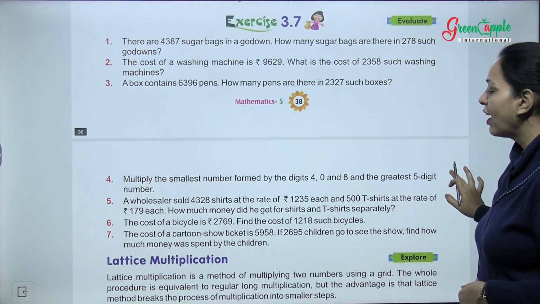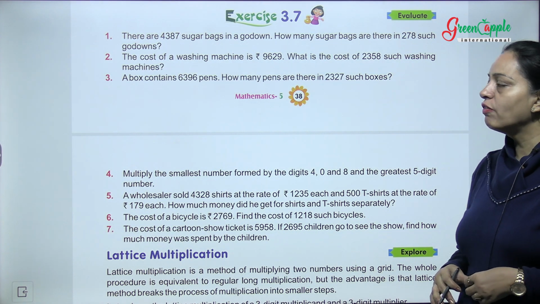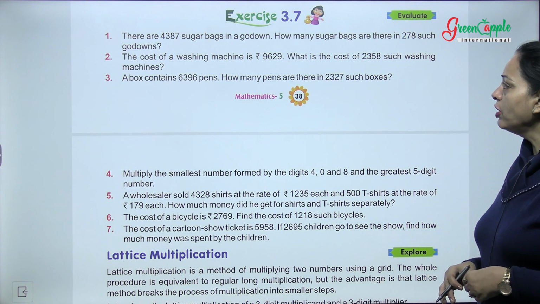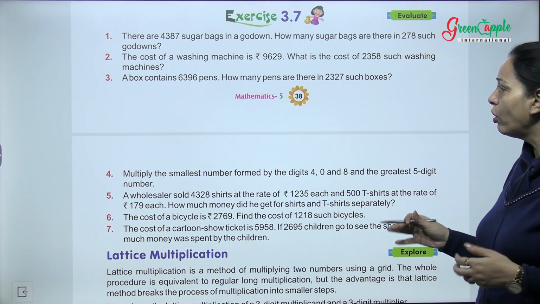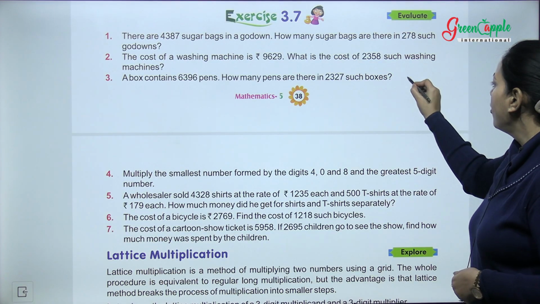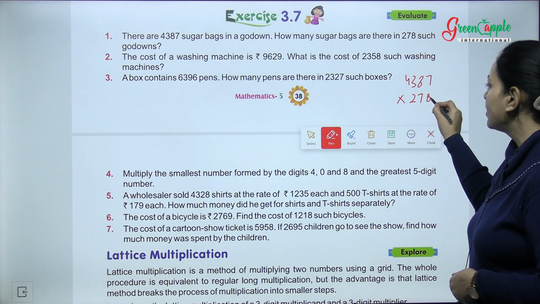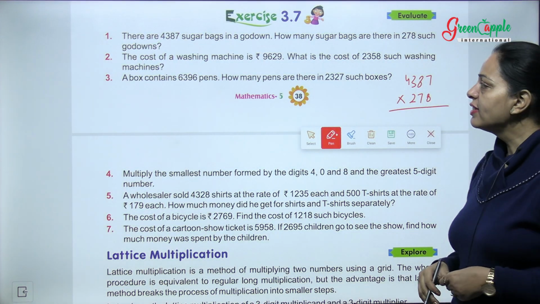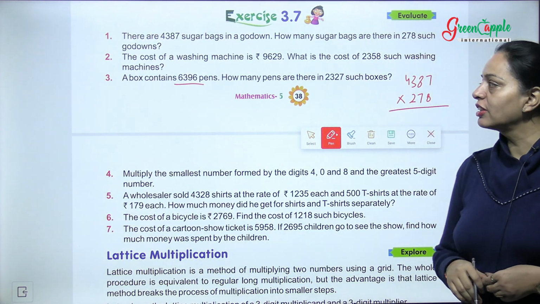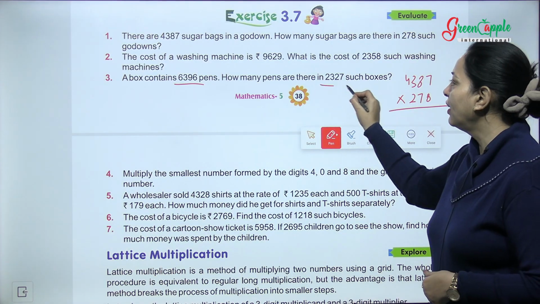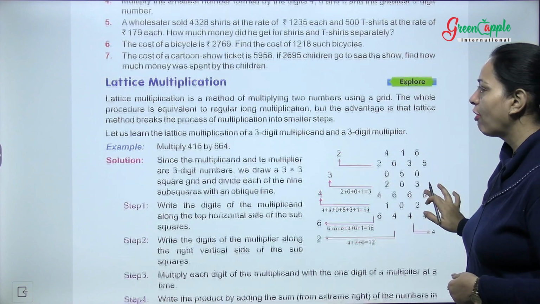So now come to exercise 3.7. The first one, there are 4387 sugar bags in a godown. How many sugar bags are there in 278 such godowns? It means more. So what to do? Multiply 4387 by 278. Okay. Similarly, third question, a box contains 6396 pens. How many pens are there in such boxes? So multiply. So I hope remaining parts you can try on your own.